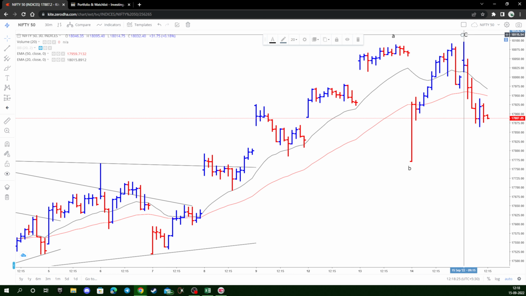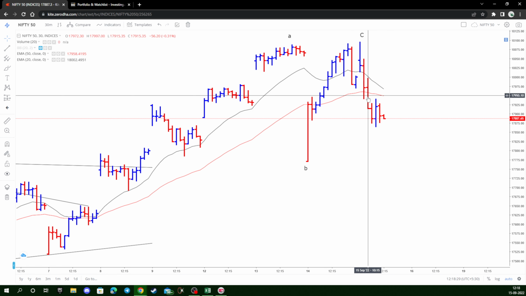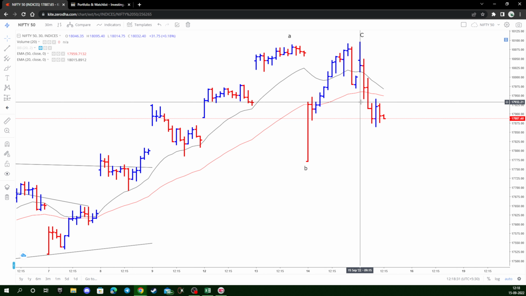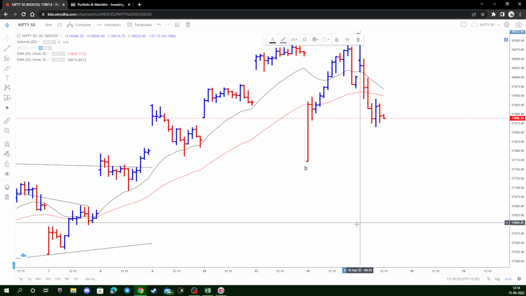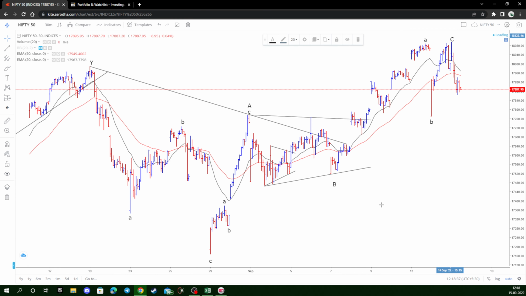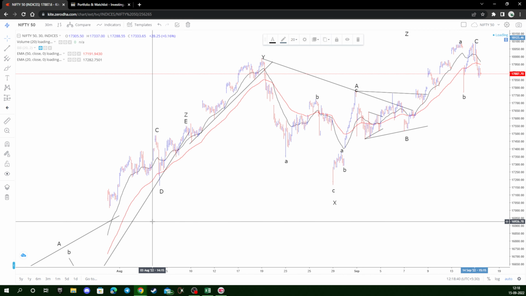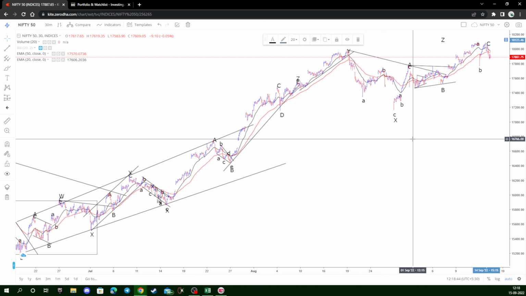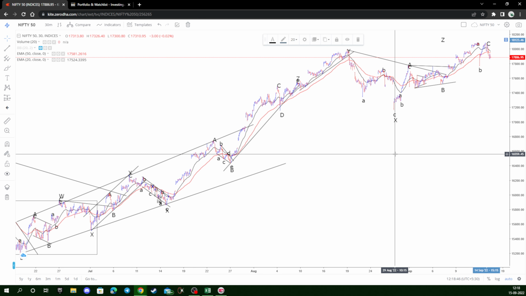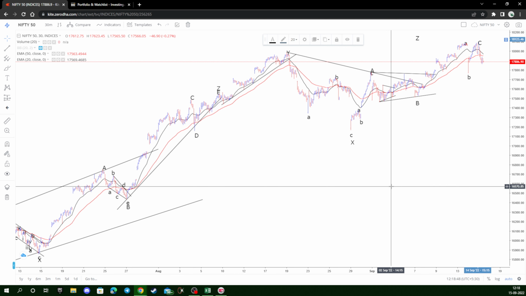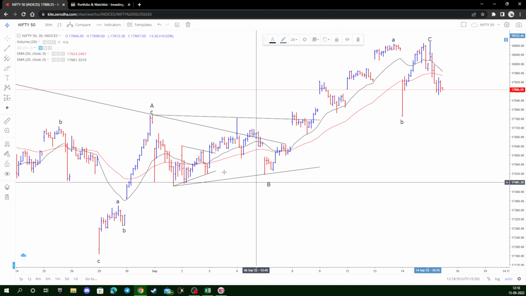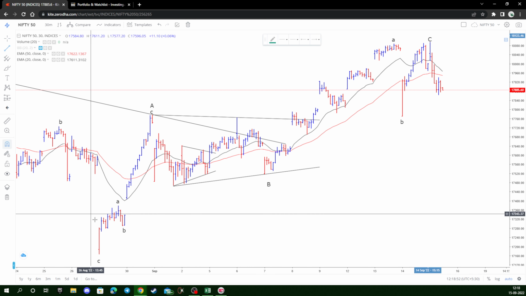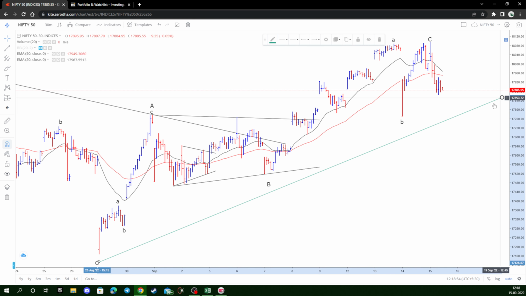I can take this as wave C completed because this was a fresh high of today, which was around 18,095. So a fresh high would mean that wave C might have completed. But see, we got this whole move, and when you try to predict that there is going to be a top, you need some sort of a technical indicator to tell you that the trend has actually started to reverse.